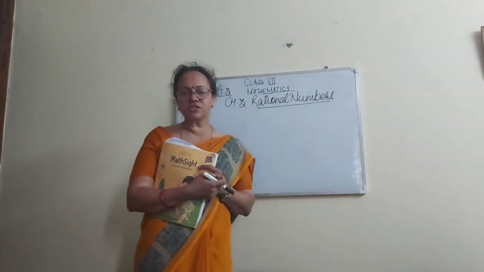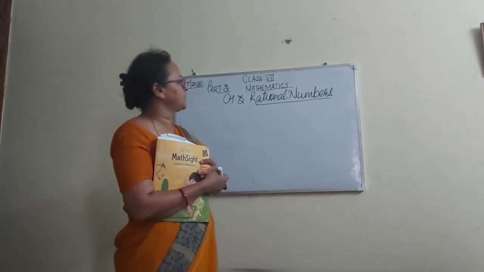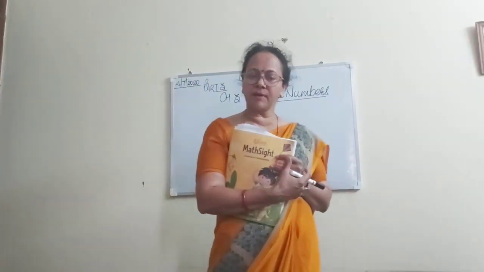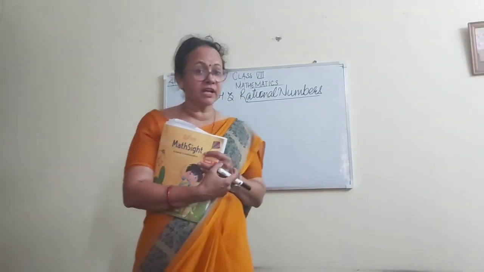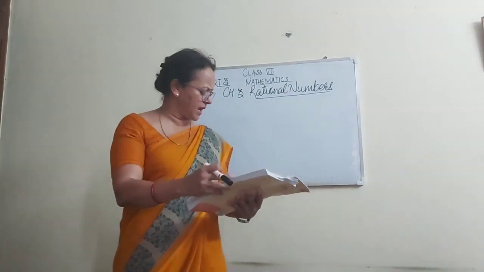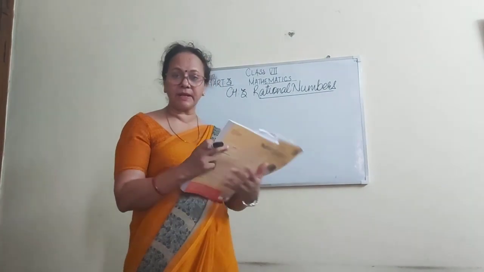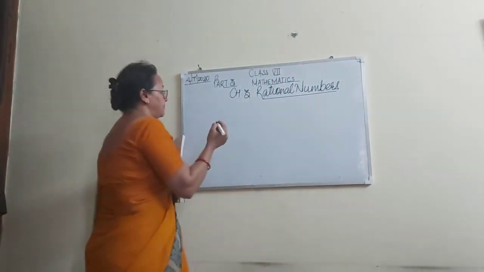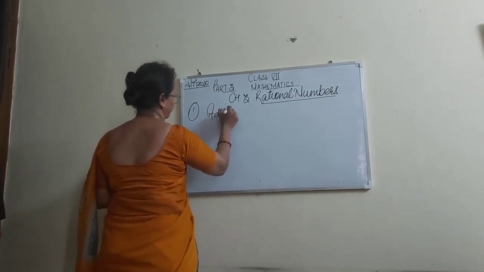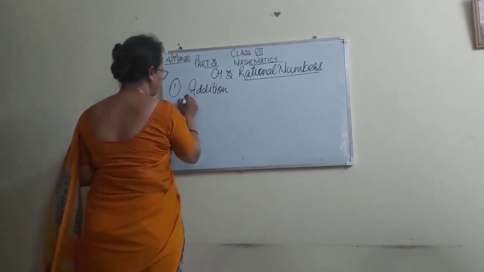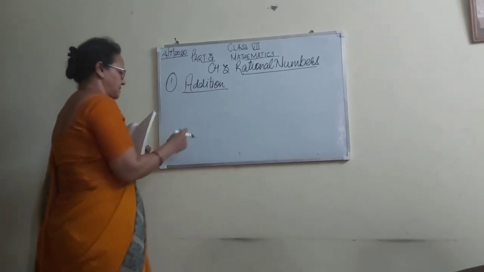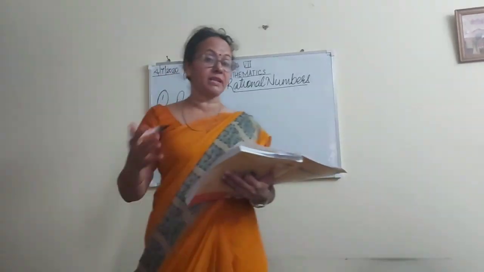So our today's topic is continuity, that is rational numbers. This is part 3 of rational numbers. Till now, what we have done, I hope all the concepts are clear to you students. Today I will explain addition, multiplication and subtraction of rational numbers. Okay, first topic is addition. Addition of rational numbers. There are cases.